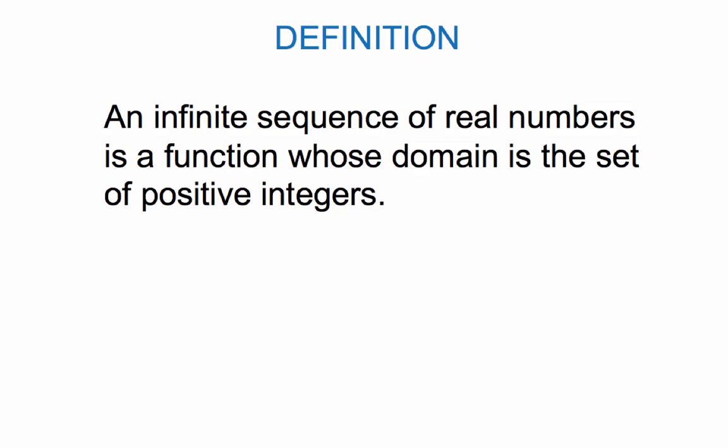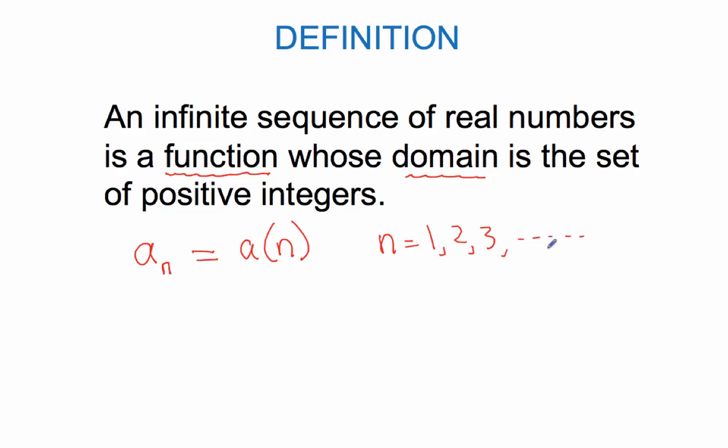Here's the formal definition of an infinite sequence of real numbers. It is a function whose domain is the set of positive integers. What that means is the following: instead of writing a sub n, instead of labeling every element of that sequence in this way, we could equally well write it as a(n), a as a function of n, where n is 1, 2, 3, and has no limit. It belongs to the domain of positive integers.